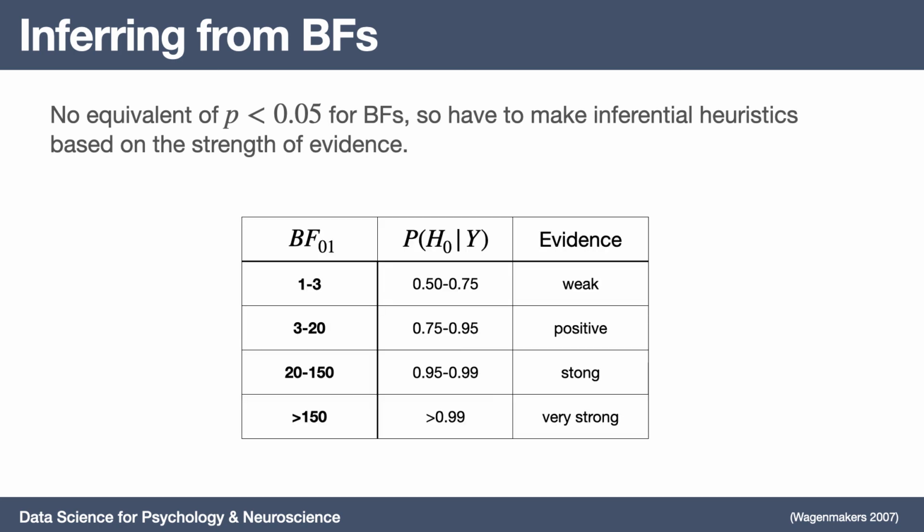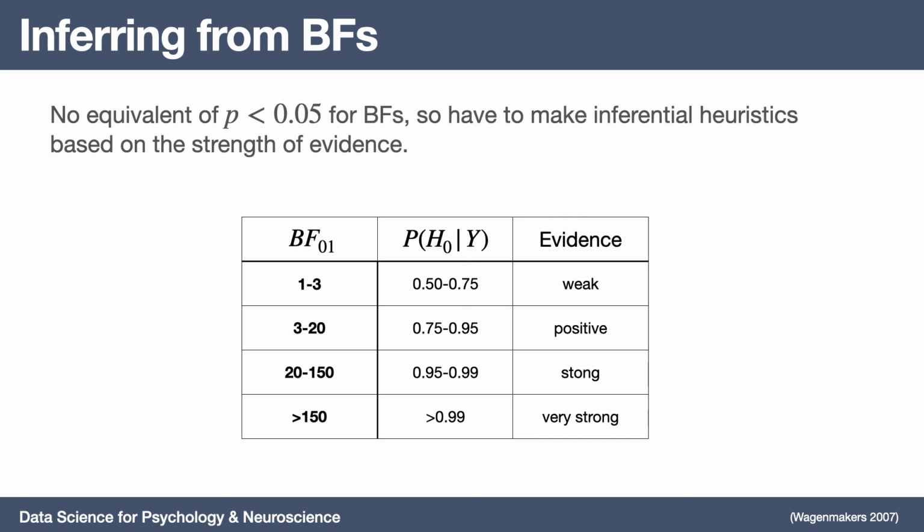So we typically interpret Bayes factors like this. This is an example of a way of interpreting Bayes factors. So a Bayes factor, let's say of 1 to 3, reflects a probability for the null hypothesis ranging between 50% and 75%, which we consider weak evidence for the null hypothesis. As the Bayes factor increases, say from 3 to 20, that reflects a probability of the null ranging between 75% and 95%. And from there, we would indicate that there's positive evidence for the null.